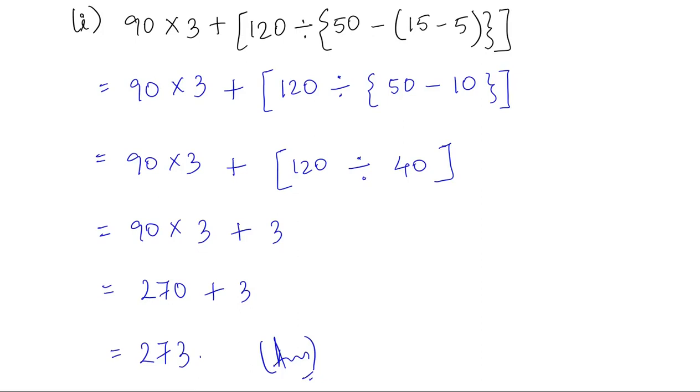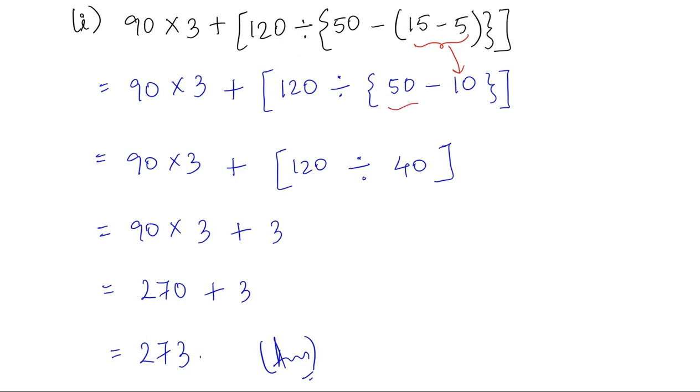Let us now look at question number i. 90 into 3 plus inside square bracket 120 divided by inside curly bracket 50 minus inside round bracket 15 minus 5. So first of all we are going to solve this 15 minus 5. On solving this we will get 10. So we have 90 into 3 plus 120 divided by 50 minus 10.